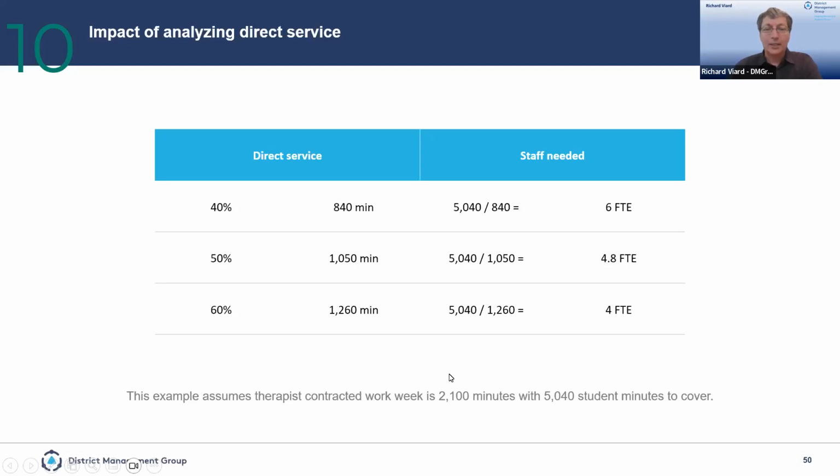Based on the contracted minutes of a staff, and we know there's 5,000 student minutes to cover. If all the staff spend 40% of their time with students, you will need 6 FTE. If they spend 50% of their time in direct service, they will need 4.8. And if they spend 60% of their time with students, you would only need 4 FTE. So that's 2 fewer FTE with just increasing the amount of time staff spend with students.